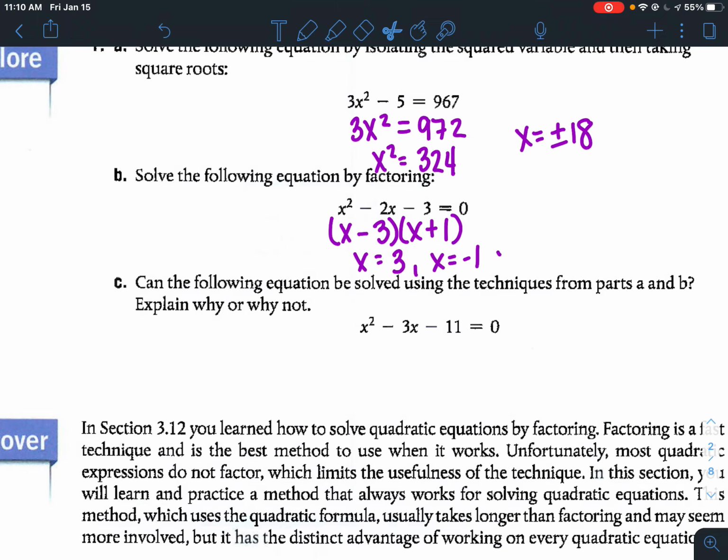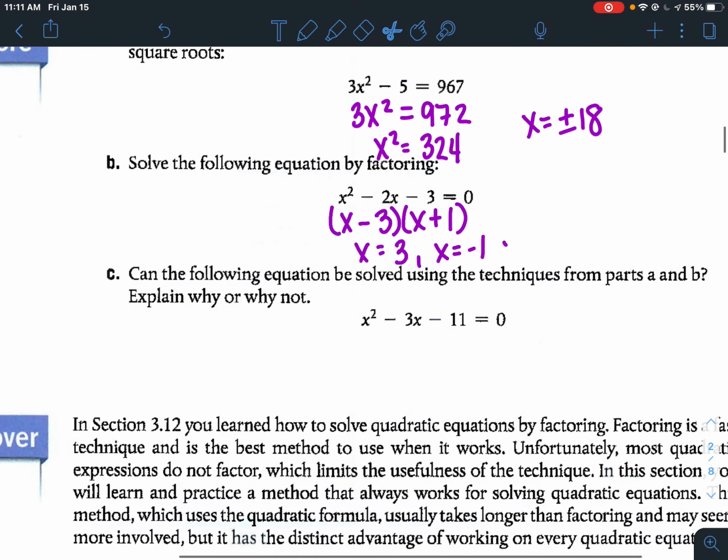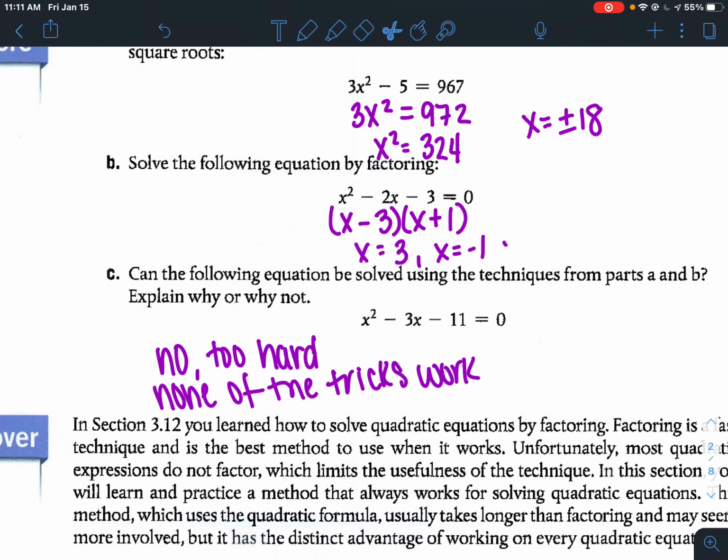Can the following equation be solved using the techniques from part A and B? Explain why or why not. Well, I can't solve it the first way because I can't combine any like terms. I really can't solve for x in any way. And if I tried to factor, the only factors of 11 are 11 and 1. And there's no way that 11 and 1 will ever equal 3. So I can't factor it. So no, this one's too hard. None of those tricks will work.